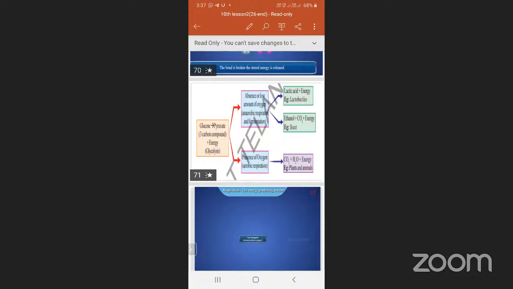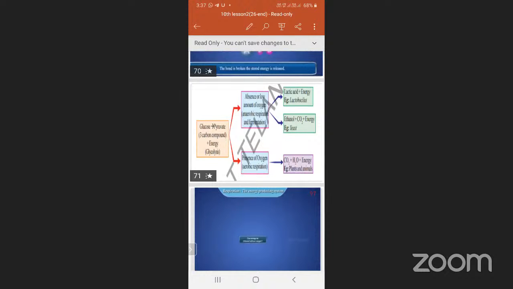If oxygen is present, that will go for the aerobic side. If oxygen is absent or very low, then it will go for the anaerobic respiration and fermentation. Anaerobic respiration: if there is lactobacillus bacteria, lactic acid can be produced and energy will be released. If yeast, that produces ethanol, carbon dioxide, and energy will be released.